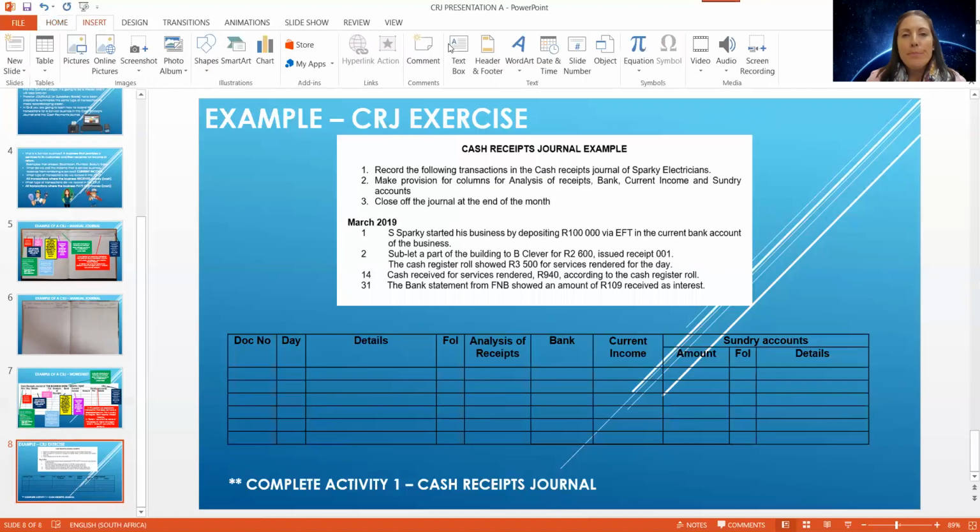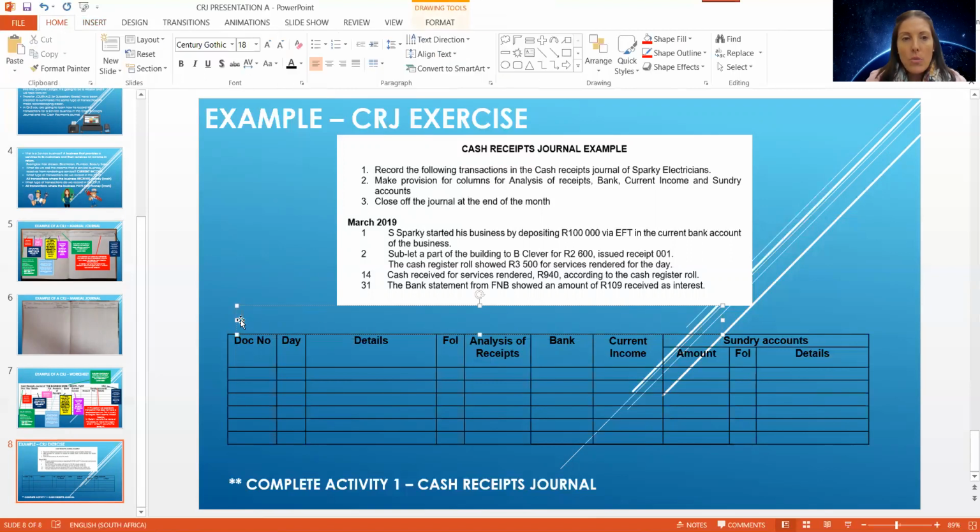So let's start by writing our heading for this journal. I'm just going to do that and see if it works. Right, so what is our heading for a cash receipts journal? It is cash receipts journal of the business's name, which is Sparky Electricians. All right, and then remember the month and the year, and there they told us it is March 2019. Okay, and then towards the end we need to number our journal.